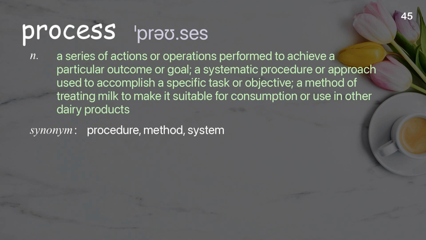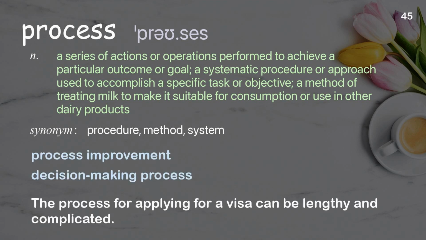Process. A series of actions or operations performed to achieve a particular outcome or goal. A systematic procedure or approach used to accomplish a specific task or objective, a method of treating milk to make it suitable for consumption or use in other dairy products. Examples. Process improvement. Decision-making process. The process for applying for a visa can be lengthy and complicated.